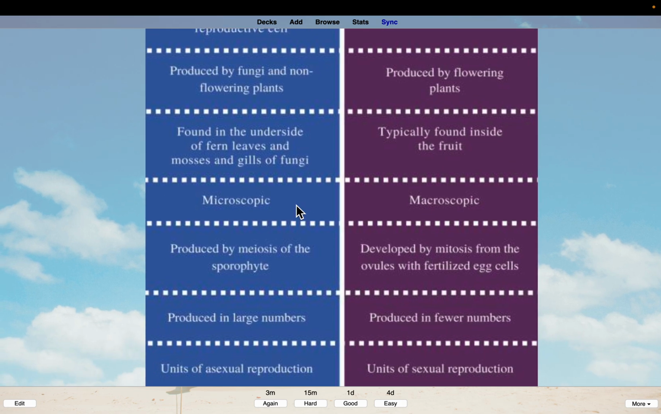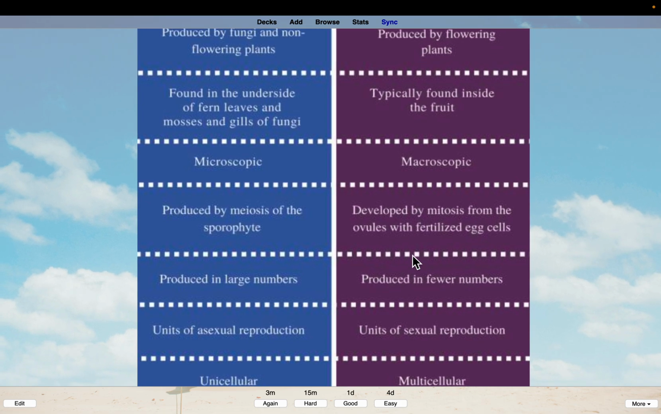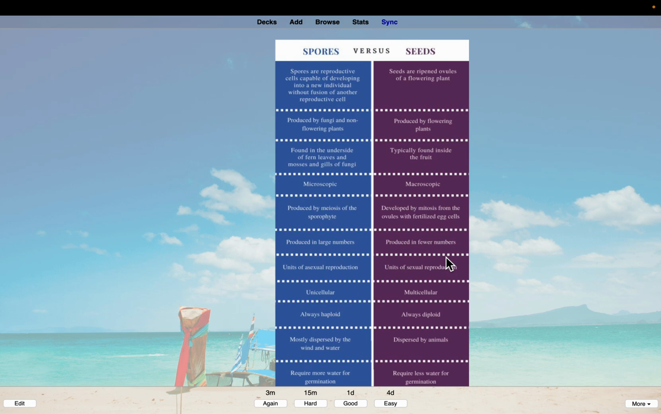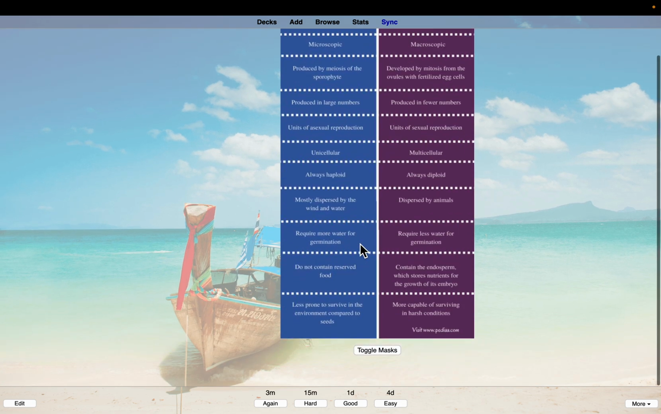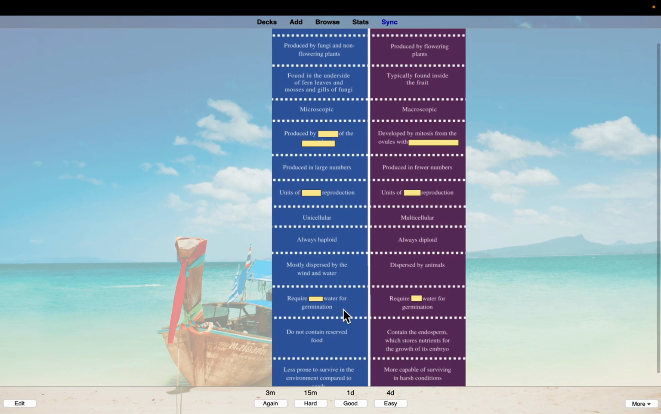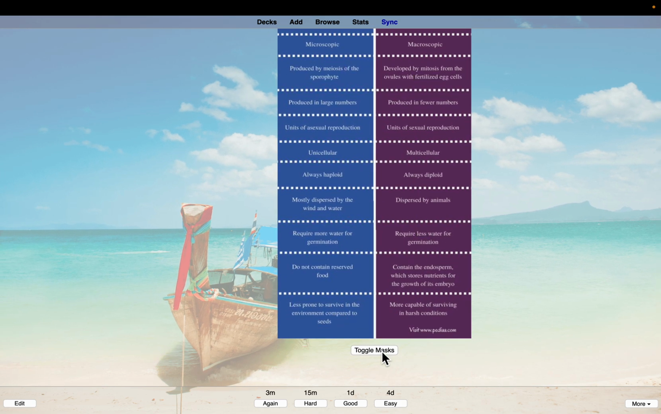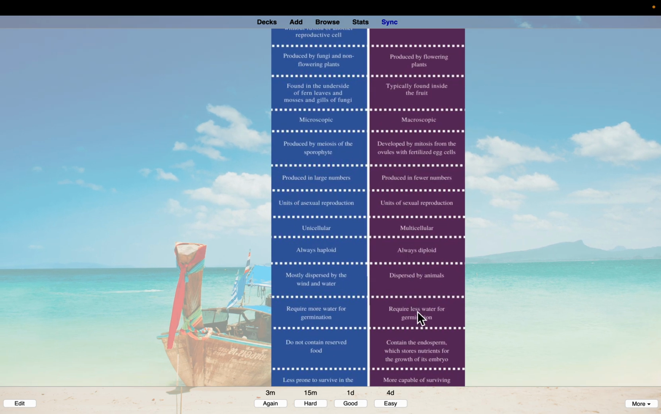Spores are produced by meiosis of the sporophyte. Seeds are developed by mitosis from the ovules with fertilized egg cells. Seeds are produced in fewer numbers. Spores, on the contrary, are produced in large numbers. Spores require more water for germination. Seeds require less water.